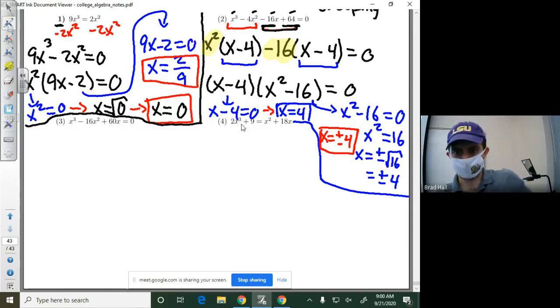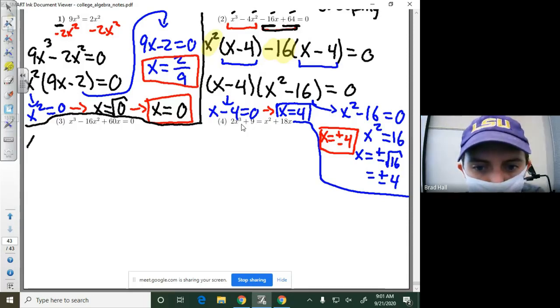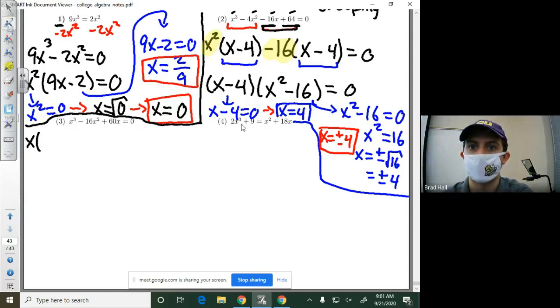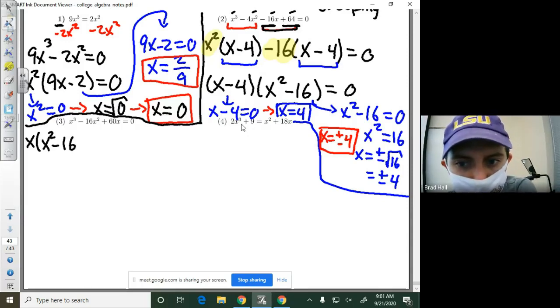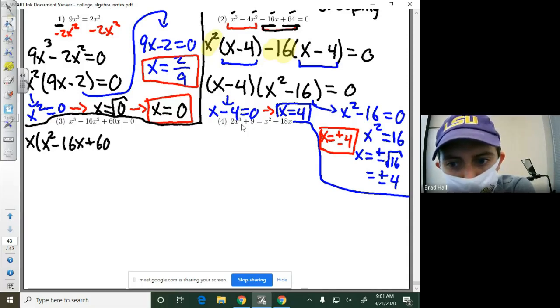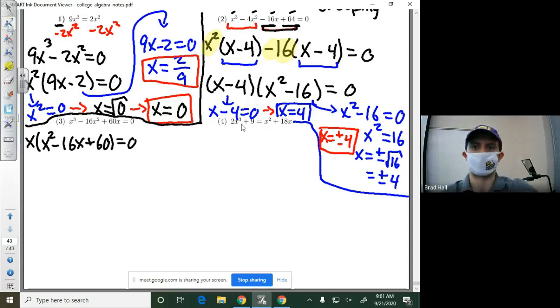So for problem 3, there are not 4 terms, so we do not use grouping. Instead, you may notice that every term has something in common with another term. They all have an x in common, which means we can factor out the x. Now we get x squared minus 16x plus 60 is equal to 0. So that's after we factored out an x from every single term.